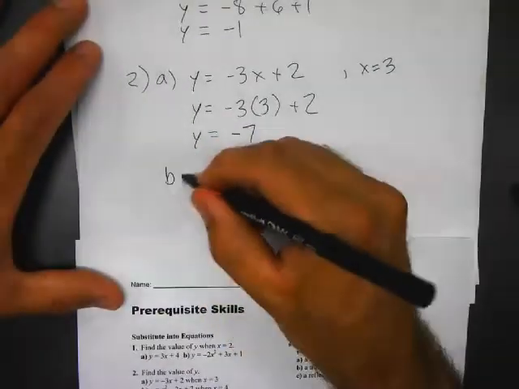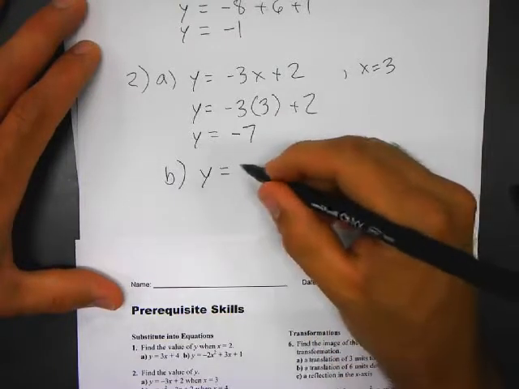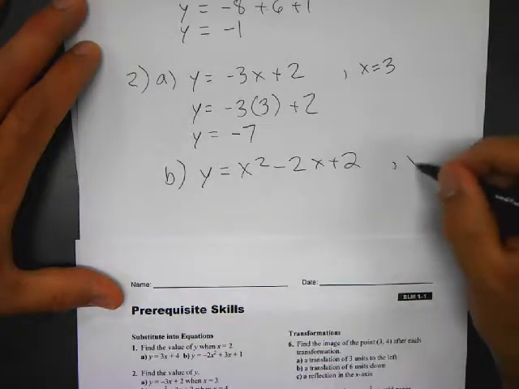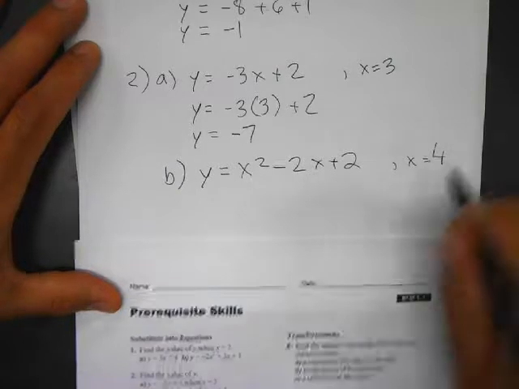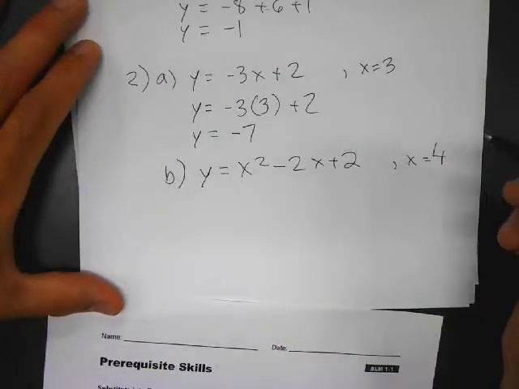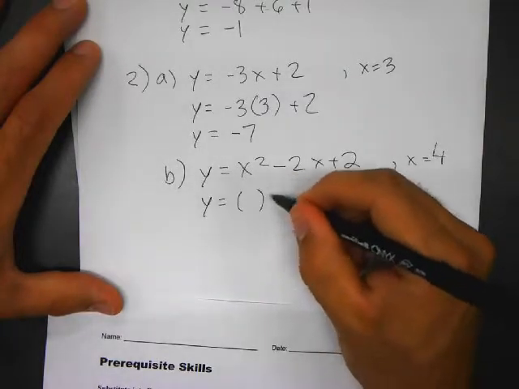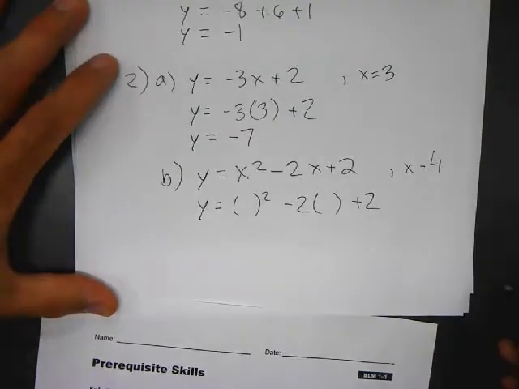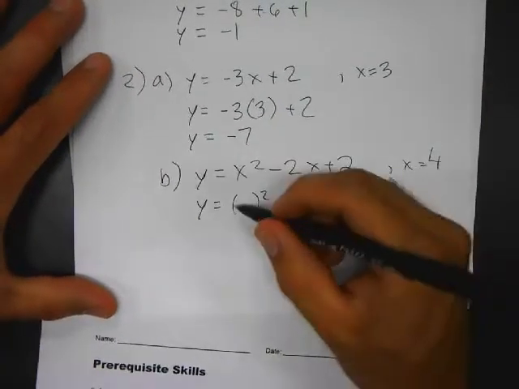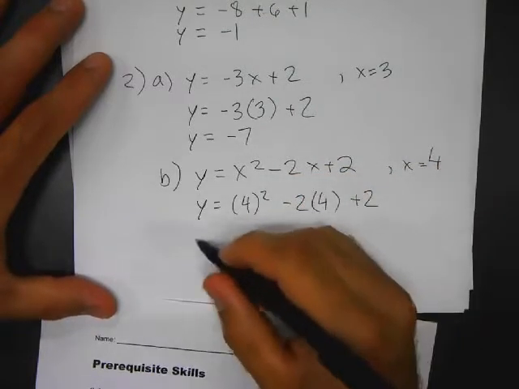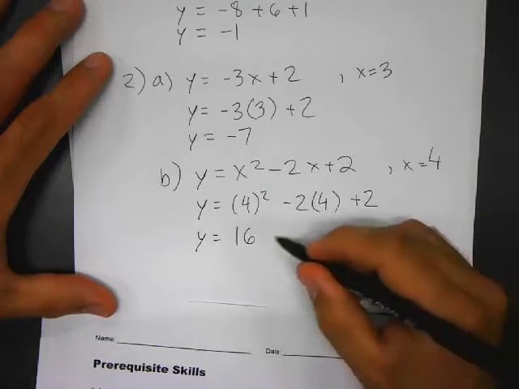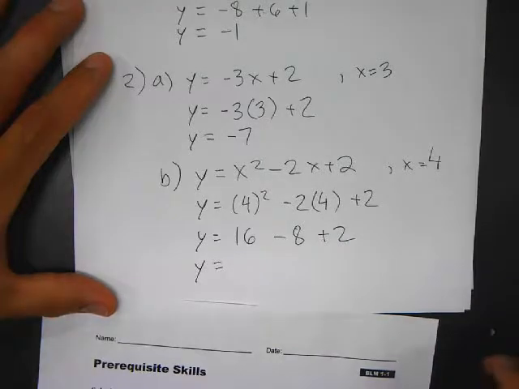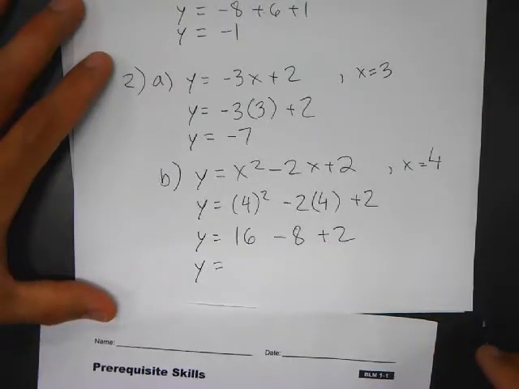Okay, next one. Okay, so we got y equals. Okay, so replace the x with brackets. The x's are just placeholders. Put the 4 in, and that's going to give you 16 minus 8 plus 2. So guys, 10? Everyone cool with 10 for that? Yeah?